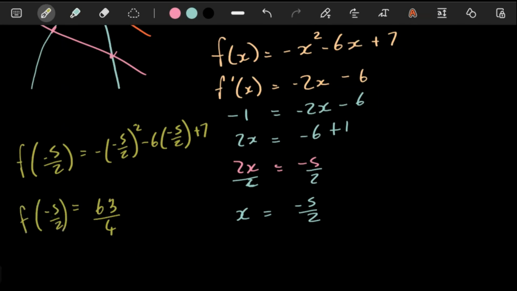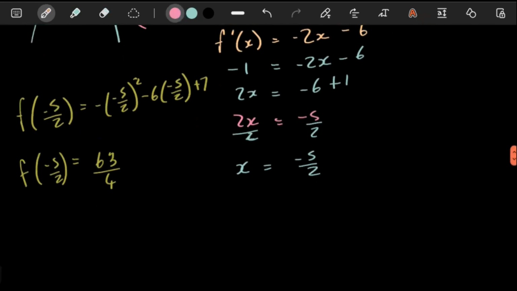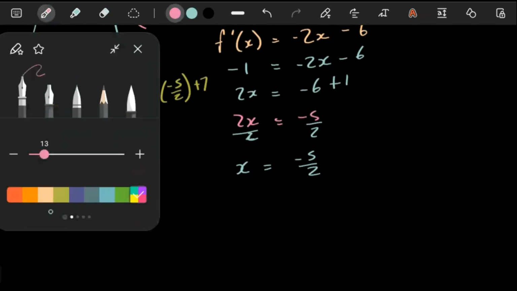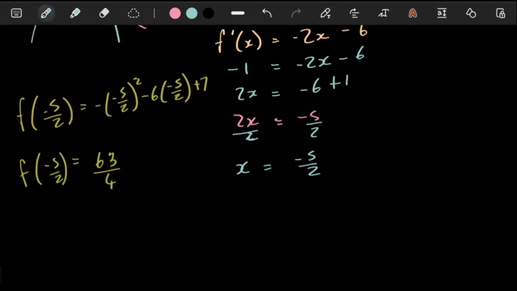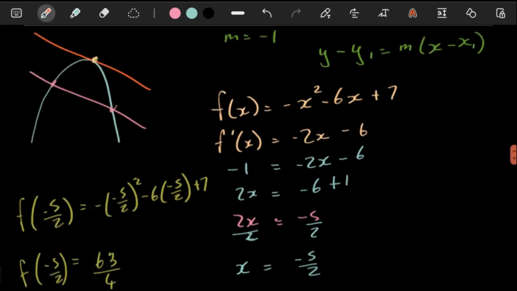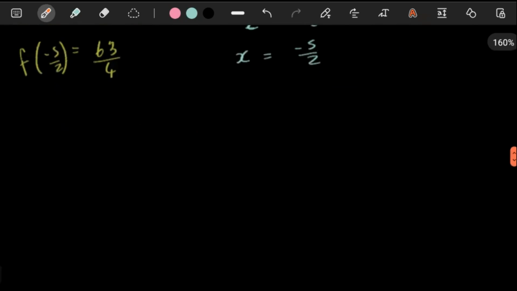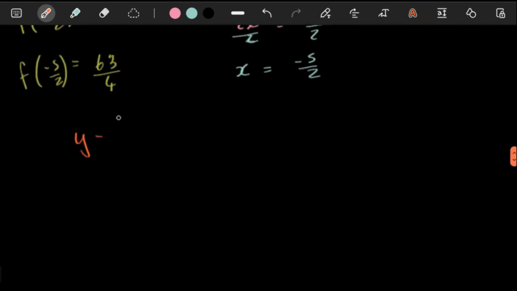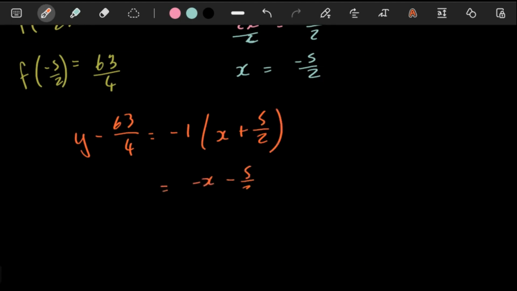Yeah. So this is the coordinate that the graph passes through. As long as we have this, we're literally home free. We can just put all this into our special equation, the equation we love so much. So y minus the y value here, and then the gradient was a -1, x minus the x value there, and then this is like -x, -5/2. This can go over to the other side, and then we can put that in the calculator.